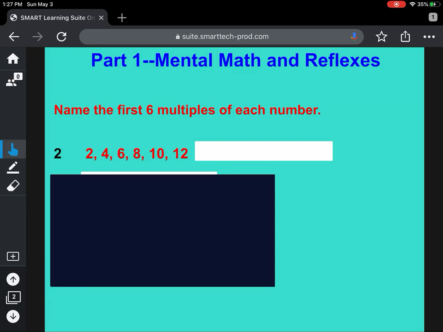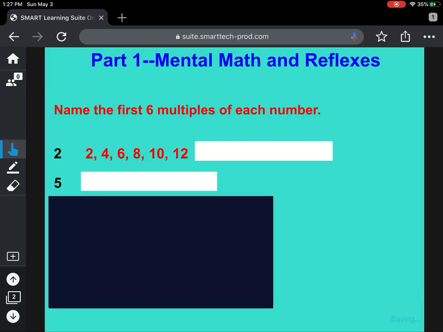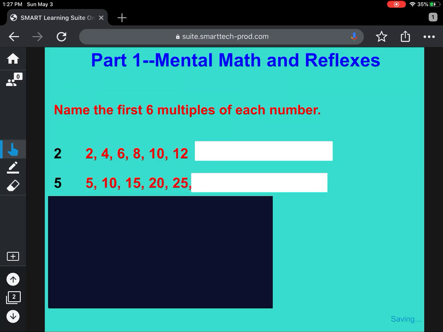So on your paper, write the first 6 multiples of 5. You can pause your video if you need extra time, and then turn it back on once you have the first 6 multiples of 5. For the first 6 multiples of 5, you should have written 5, 10, 15, 20, 25, and 30. Let's try one that's a little bit harder.